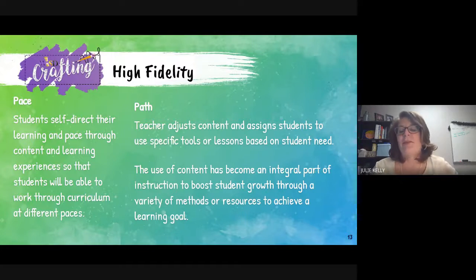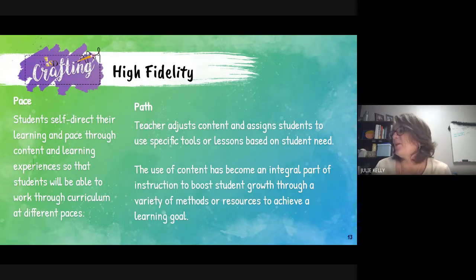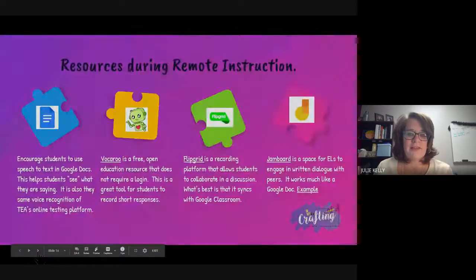And so I encourage and hope you all embrace these thoughts and ideas, and it's going to look different whether you're teaching pre-K or fifth grade. But I hope you embrace some of these conversations.